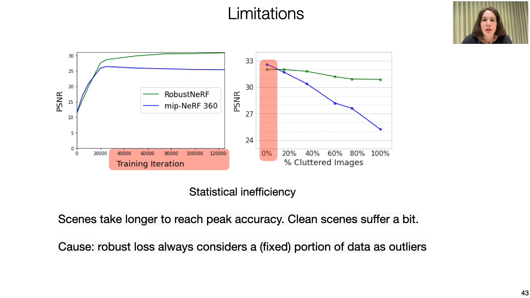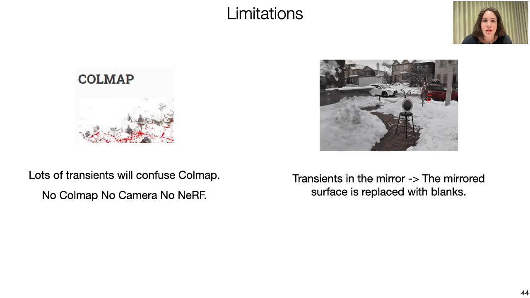The other two limitations are COLMAP and mirrored surfaces. COLMAP is a known failure point for many NeRF models. Since we rely on COLMAP for camera calibration, its failure due to crowded scenes will hinder training our NeRF models as well. Another challenge currently is handling transients through a mirrored surface, and our method replaces the mirror with blank fixed color rather than true mirrors.